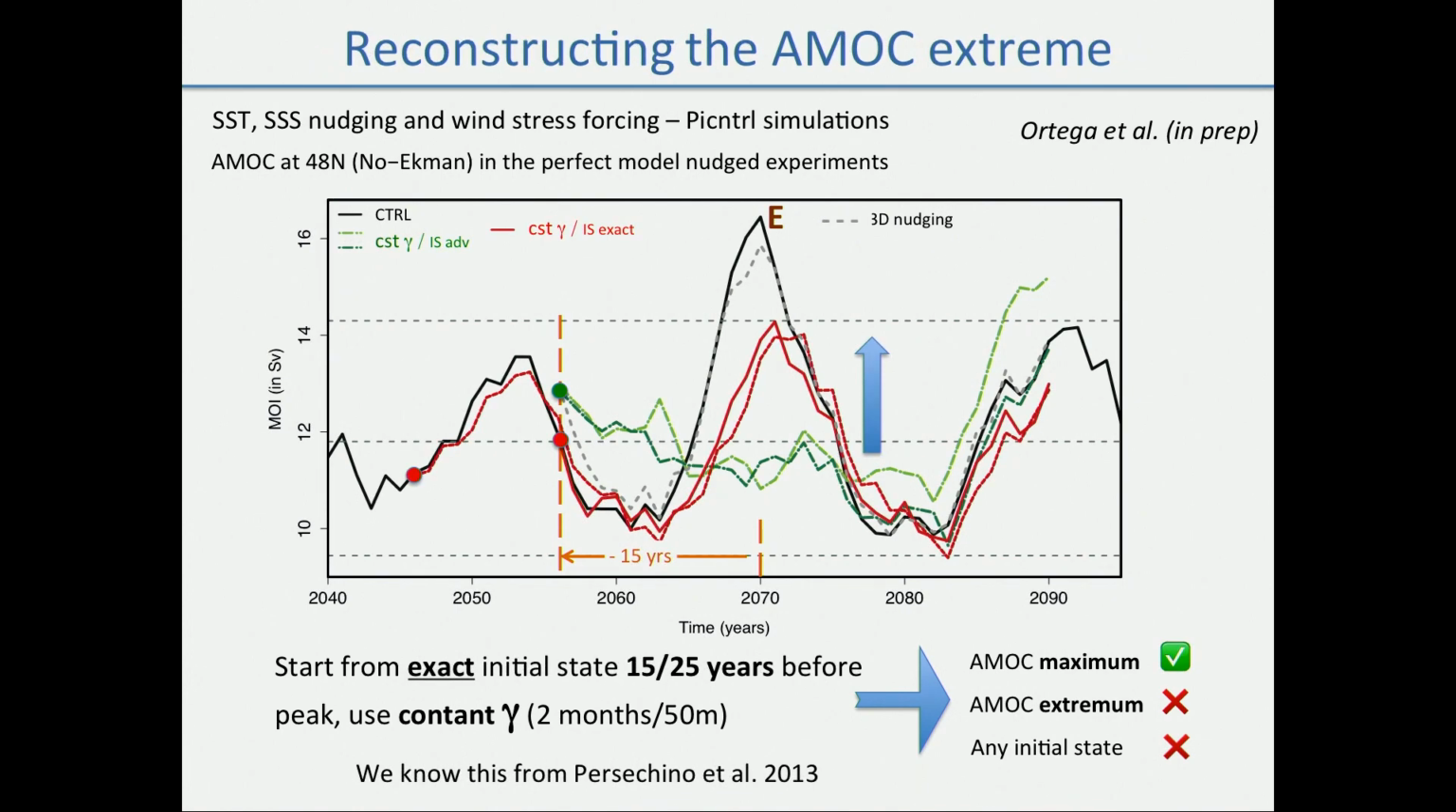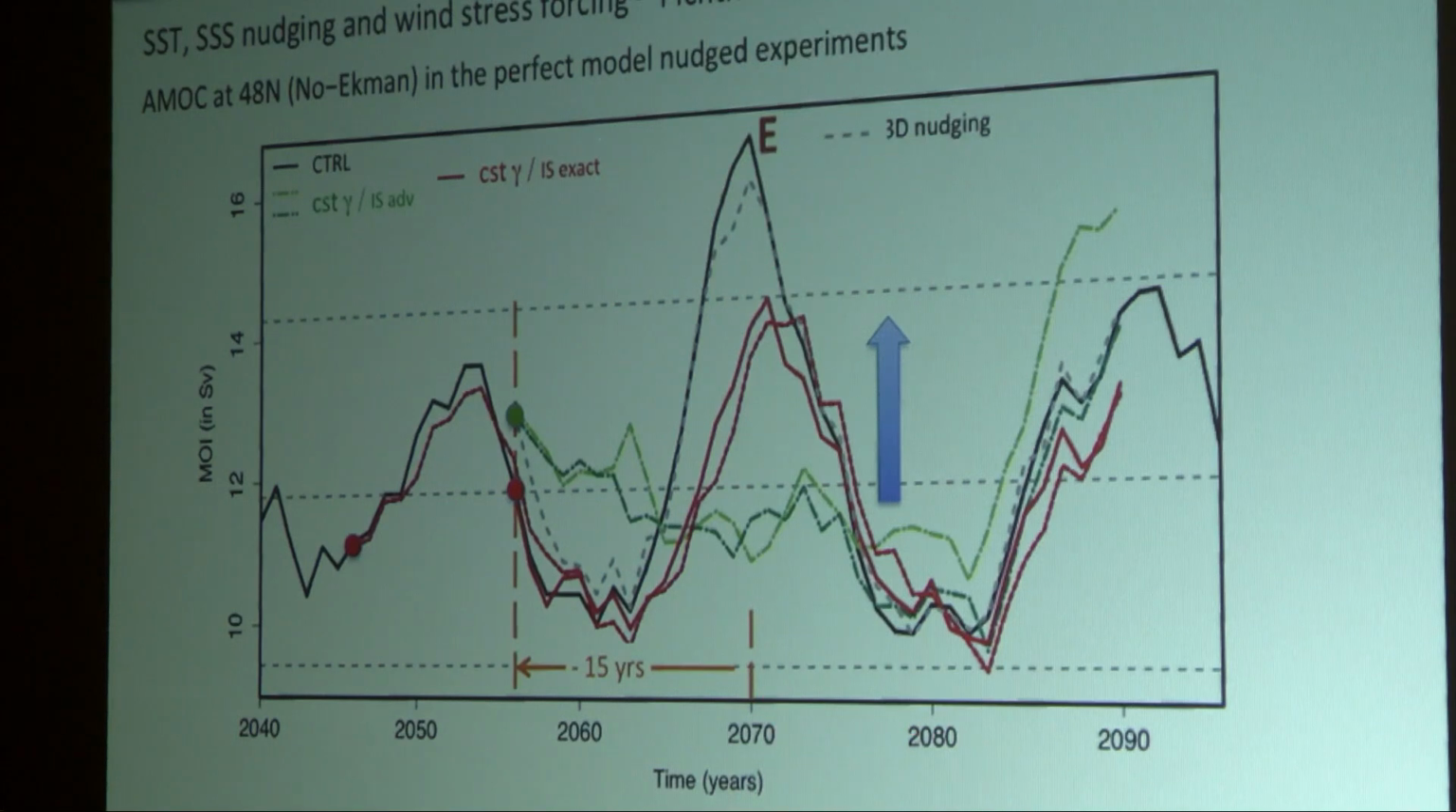Now if I start from exact initial conditions, these are those red curves 15 years or 25 years before, I have my maximum. This is what we've seen in the Precision et al. paper, so this is no surprise. Now we get the maximum. The only difference is that we have the right initial state. That's good. The AMOC has some memory in it, but we don't get the extremum.